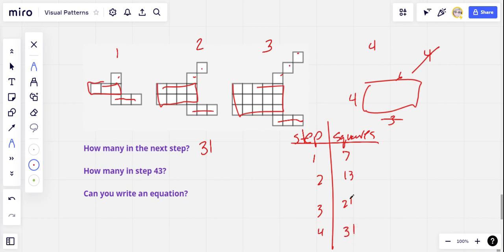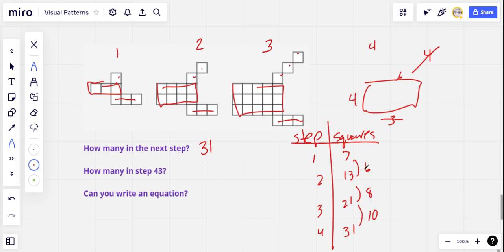So when we analyze these numbers, we take the differences between each step. So 13 minus 7, that's 6. 21 minus 13 is 8. And 31 minus 21 is 10. Aha, so we do not get a constant. So this is not a linear pattern.